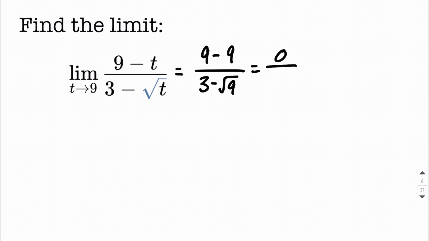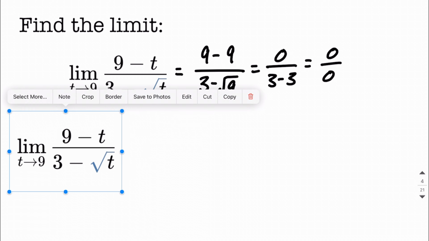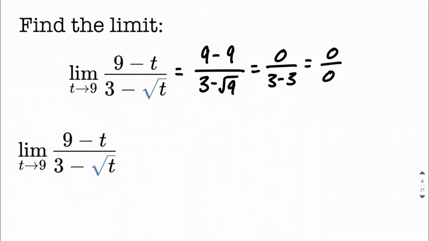As you can see, we're going to simplify down. We have 3 minus 3 in our denominator, which ends up getting us to 0 over 0. So when you get to this point, if you get 0 over 0 in the numerator and denominator, you want to continue.